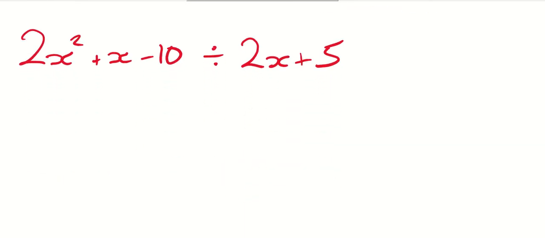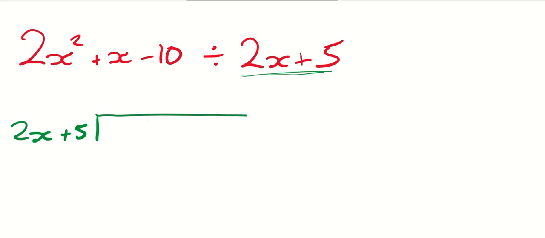Okay, so we've got this question. I'm going to show you two methods: the long division method and the box method. So we take our divisor, that's 2x plus 5, and we're going to divide it into, just like long division in primary school, 2x squared plus x minus 10. Remember that x just means 1x. We can write the 1 in there if it's helpful.